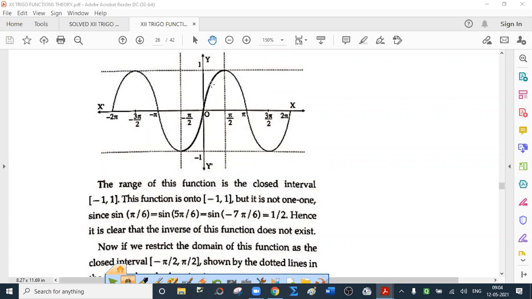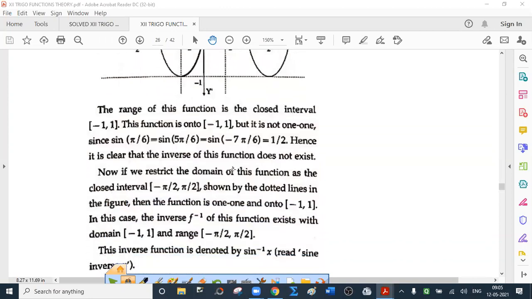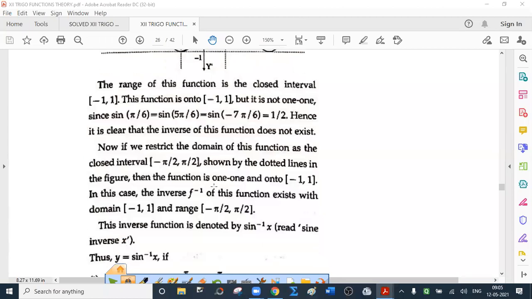That is, the function is 1-1 in this restricted domain. So if we restrict the domain of this function to the closed interval minus pi by 2 to pi by 2, shown by the dotted lines in the figure, then the function is 1-1 and onto the closed interval minus 1, 1. In this case, the inverse of this function exists with domain closed interval minus 1, 1, and what is the range? Closed interval minus pi by 2 to pi by 2. This inverse function is denoted by sine inverse x.